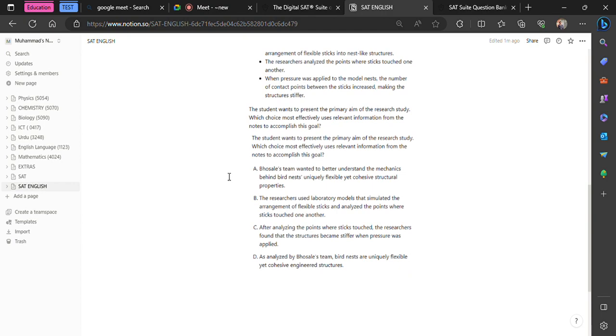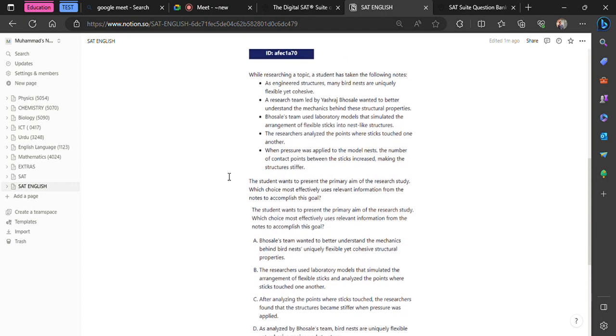Okay, so can you go up again? So basically, the aim is in point number 2, which says that he wanted to understand the mechanics of the structural properties much better. If you look at option A, his team wanted to better understand the mechanics behind bird nests' uniquely flexible yet cohesive structural properties. So that can be the right answer. We're going to put that in and then go to B. Researchers used laboratory models that simulated the arrangement of flexible sticks. It's not going to be the answer because it's giving us the method, not the aim behind the study.